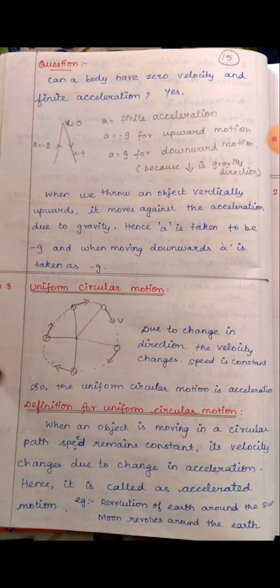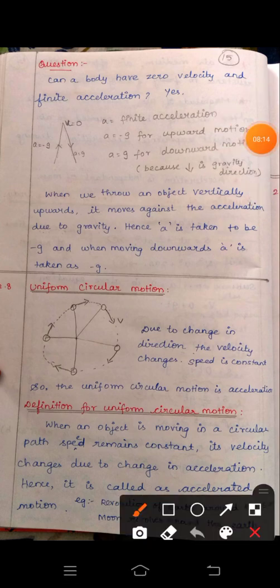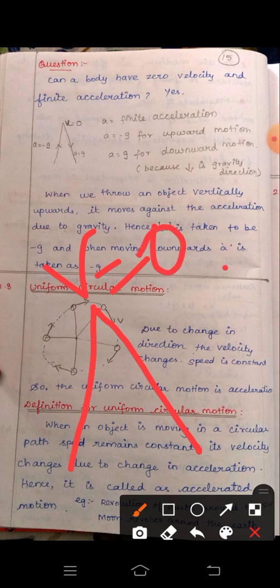Now one question for you. Can a body have zero velocity and finite acceleration? If a body is having zero velocity, whether it can have finite acceleration? Yes. When an object goes up and reaches the top, our velocity will be 0.